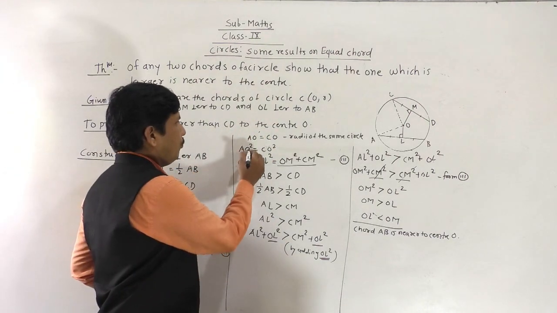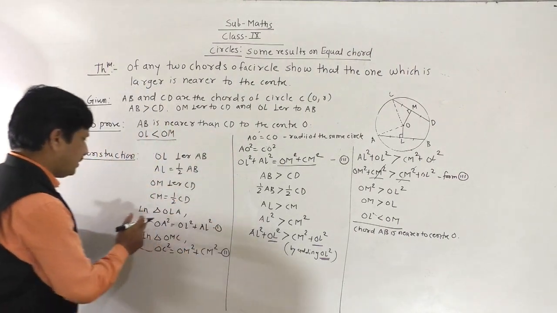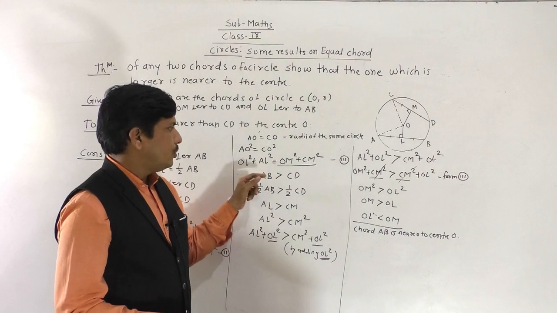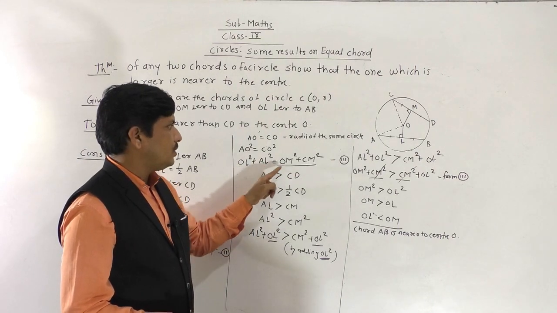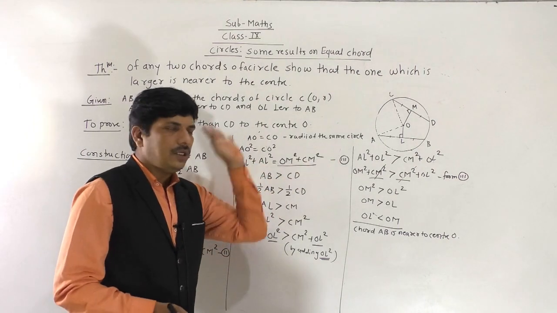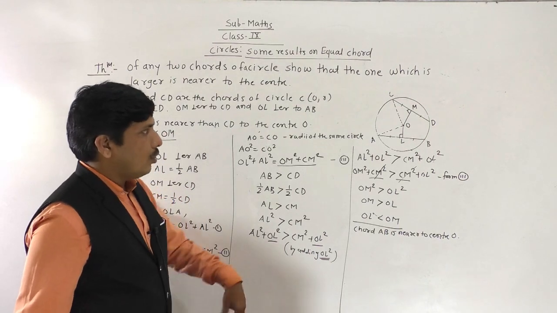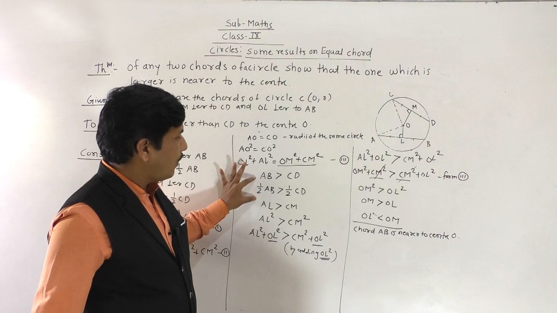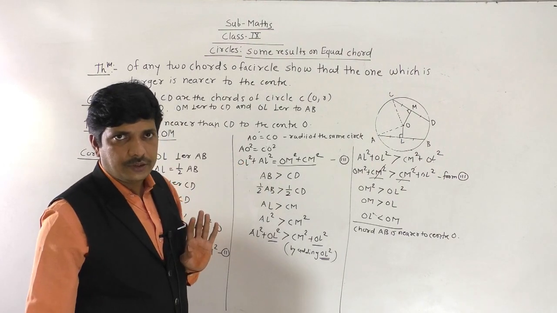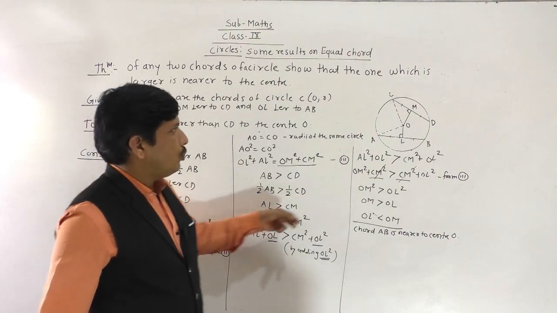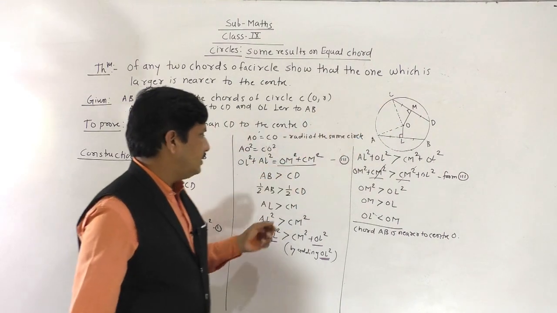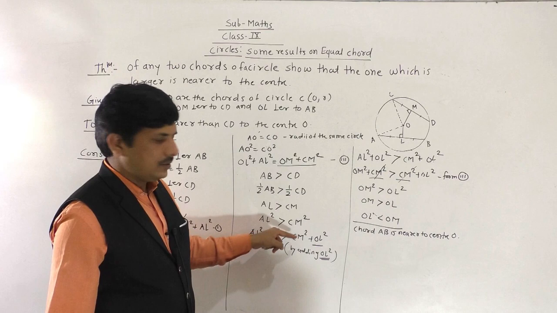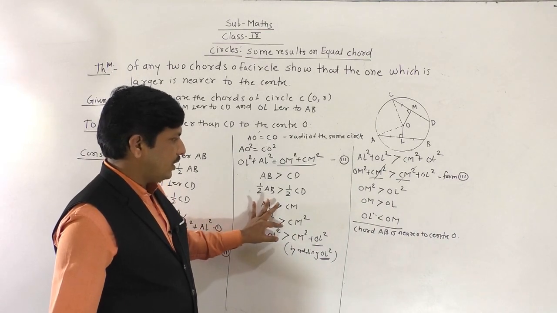So if the LHS are equal, then we can equate the RHS. So here OL square plus AL square is equal to OM square plus CM square. That is our third result. Now what is given? AB is greater than CD. So half of AB is also greater than half of CD. Half of AB means AL. AL is greater than CM. So if AL is greater than CM, its square is also greater. So AL square is greater than CM square.